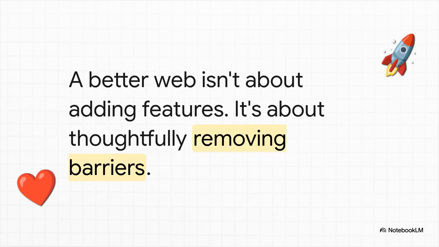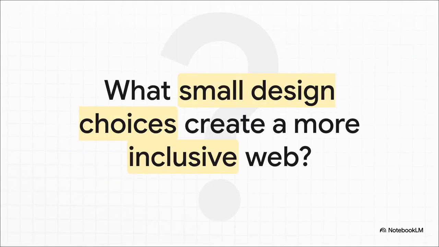And that right there really gets to the heart of it. Building a better, more inclusive web isn't always about adding some flashy new feature. A lot of the time, it's about being thoughtful and intentional, and just removing the barriers that stop people from getting to the information in the first place. So the next time you're building a website or even just browsing one, think about that. Mastering audio control is one huge step. But what other small, maybe even tiny design choices can we all make to build a web that really, truly works for everyone?